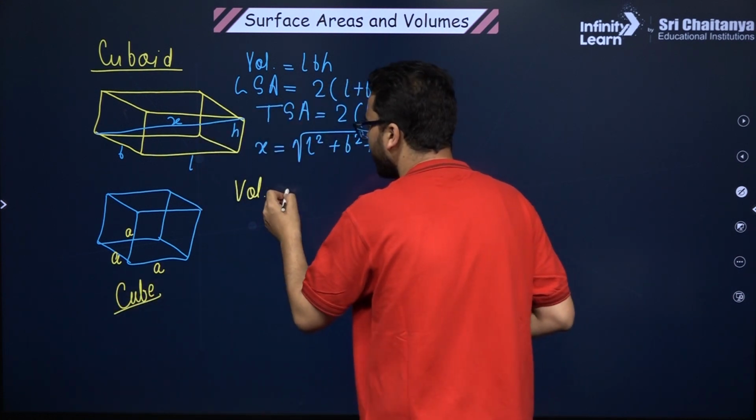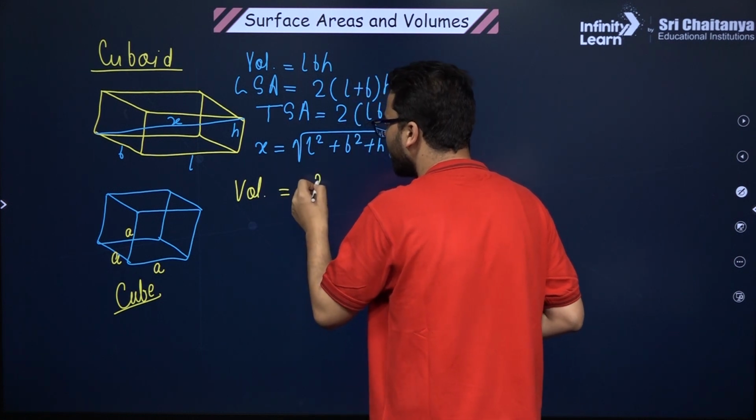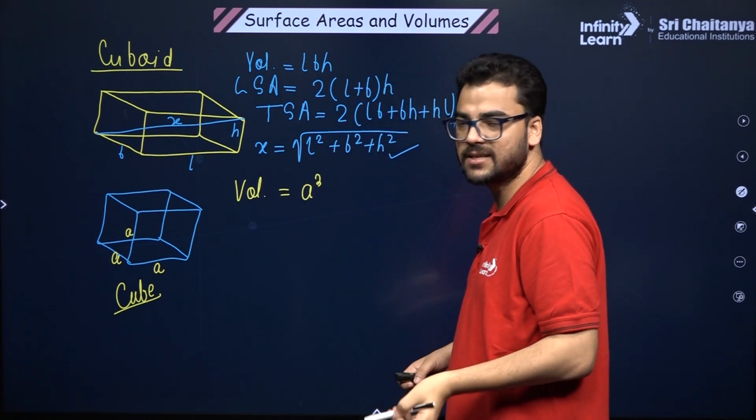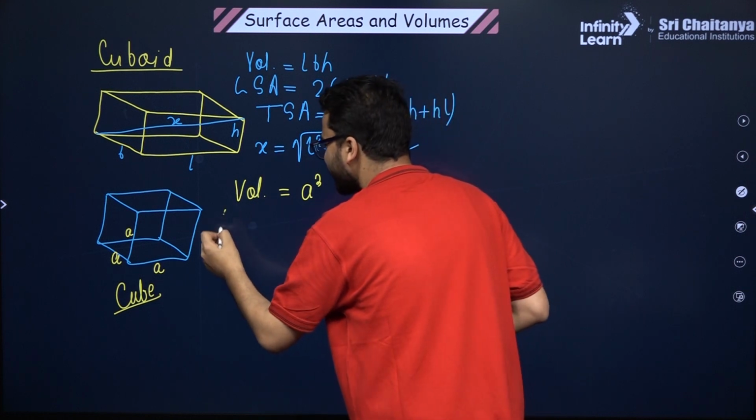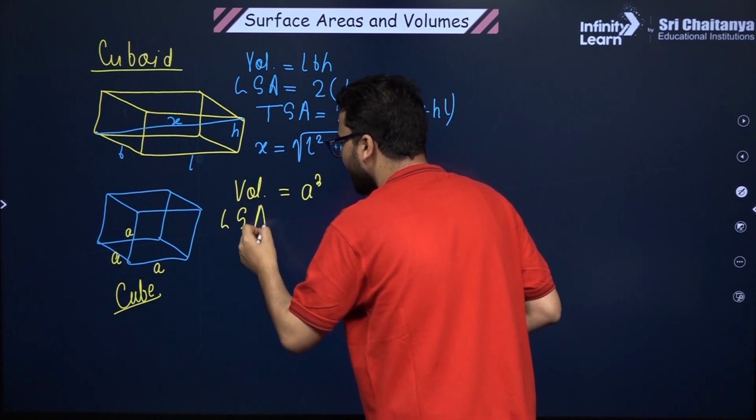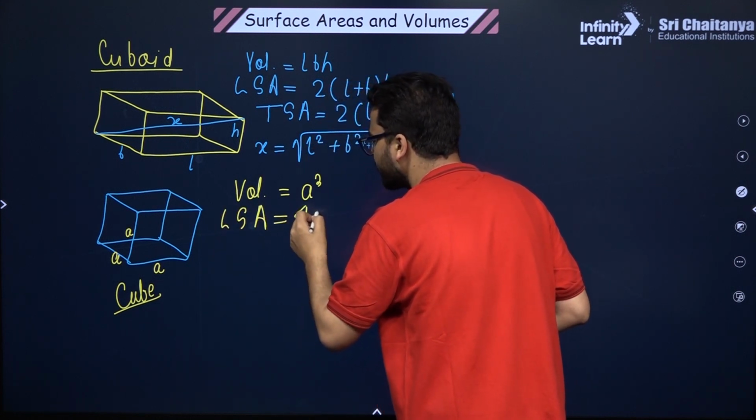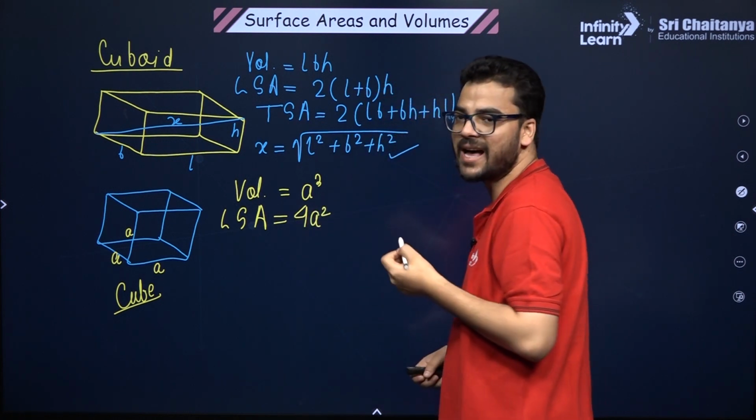So what is the volume of a cube? It is a cube cubic units, needless to say, it is its volume. What is its lateral surface area? It is 4a square, because 4 square faces are there.